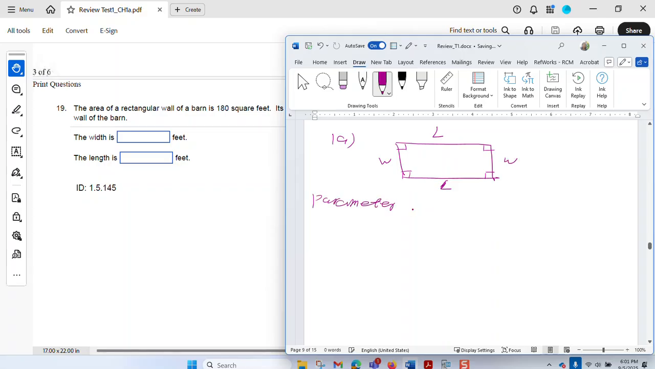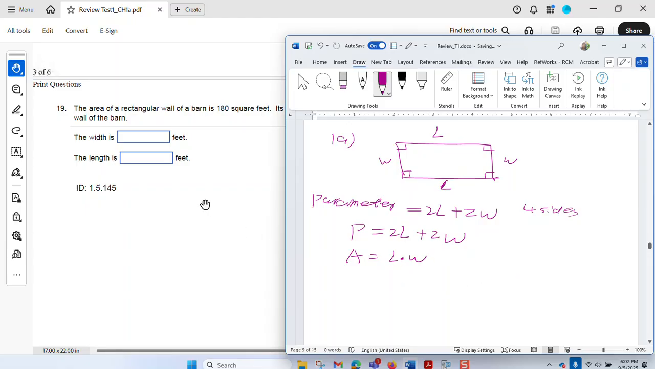So you're going to have 2L plus 2W, or sometimes we just say P, perimeter, is equal to 2L plus 2W, because you have 4 sides here. All right, so add them all together. But the area for the rectangle is length times width. Okay, 2 dimensions, so this one is multiplied, length times width. Okay. All right, so knowing these 2 formulas, now we can do this one.